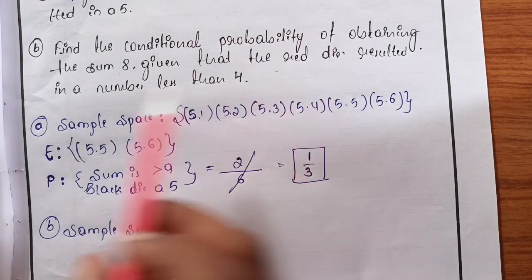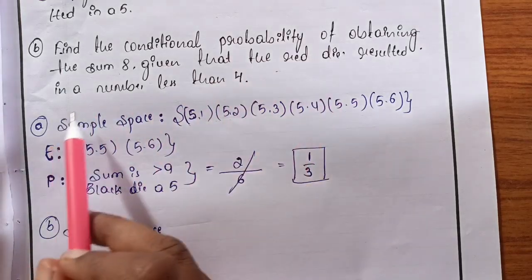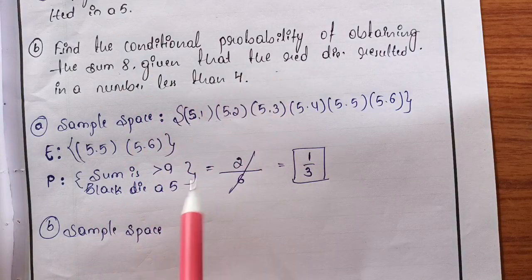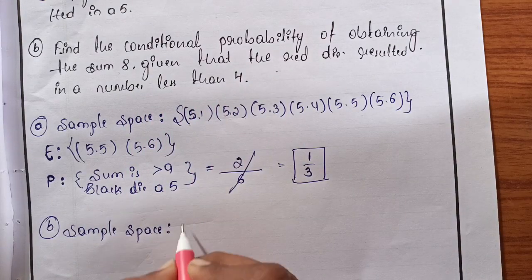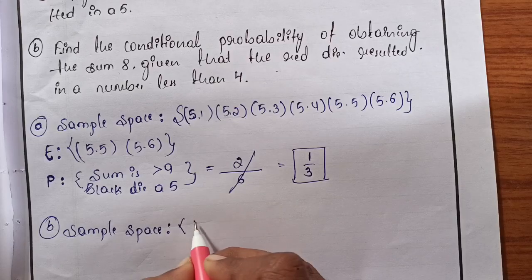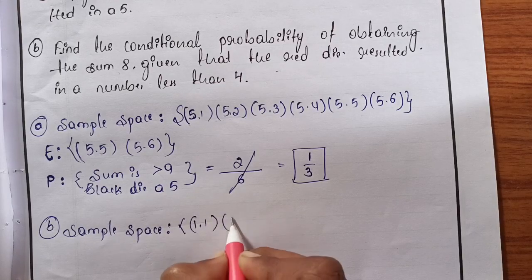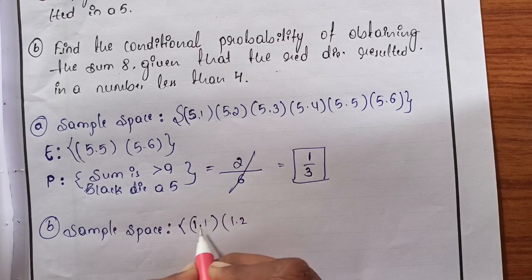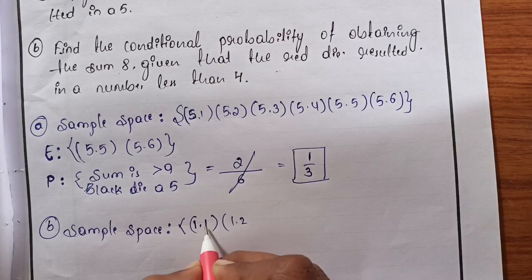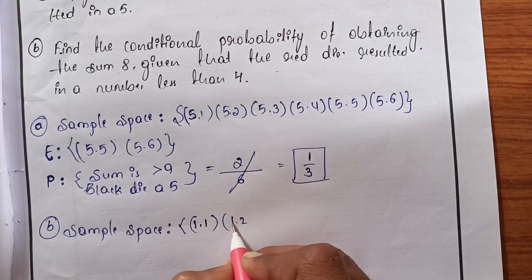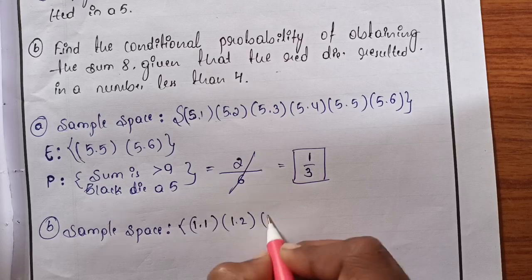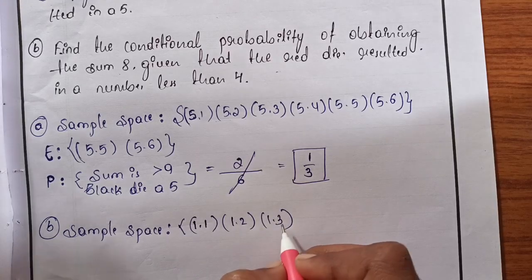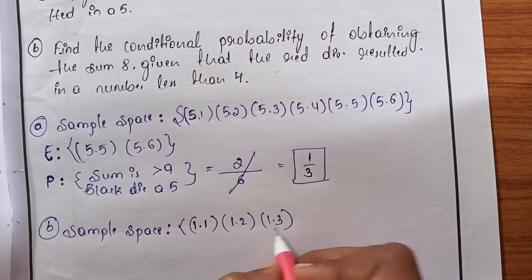Red die is less than 4. So 1 comma 1, 1 comma 2. If one is a black die and one is a red die, one is a black die and 2 is a red die, 1 comma 3. So the number is less than, the red becomes less than 4.